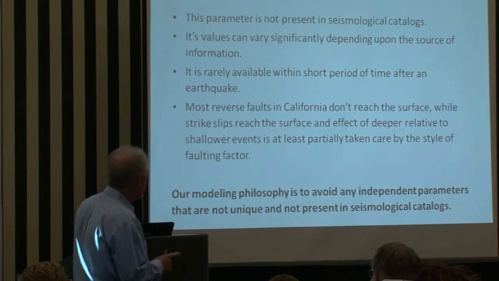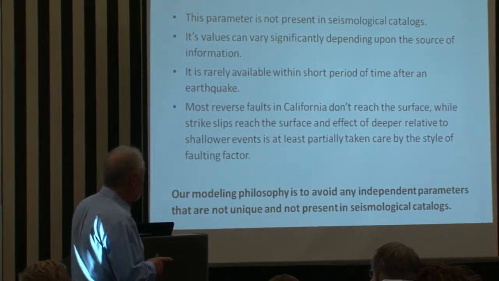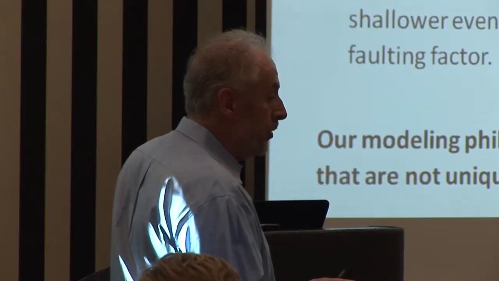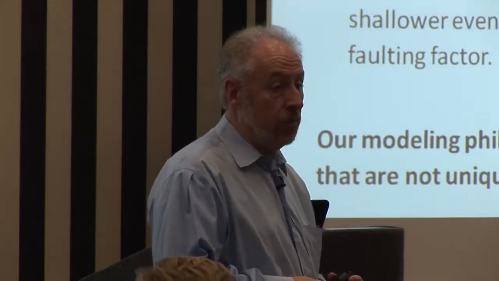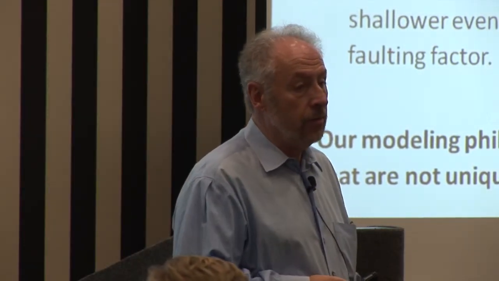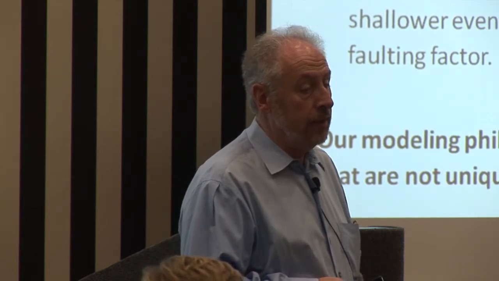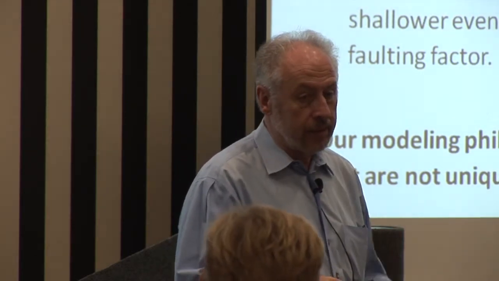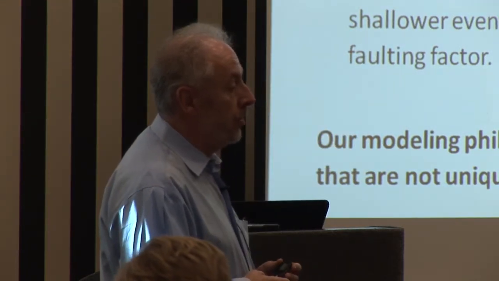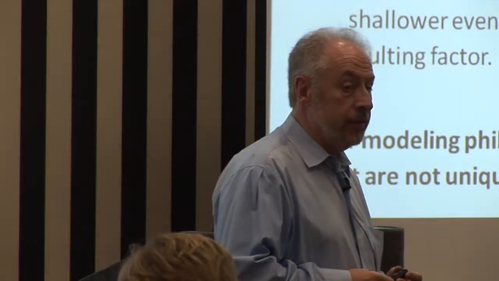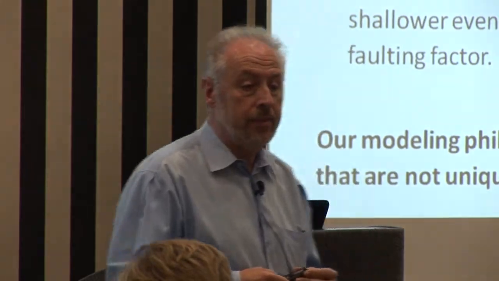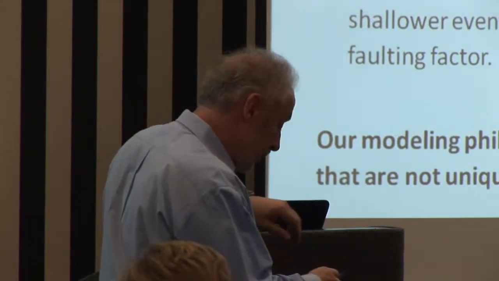But the important factor, in a way, is that there is a correlation between dip slip or reverse faults and ZTOR. Basically, from my experience, almost all reverse faults are relatively deep relative to strike slips. And this is why this factor of 1.28 for reverse faults relative to 1.0 is partially taking care of the depth to the rupture, to the surface to the rupture.